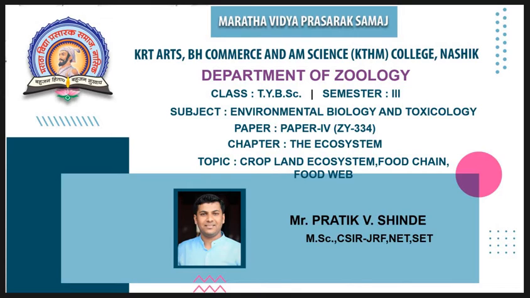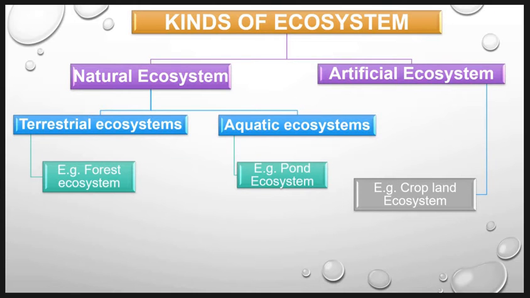In this lecture, we are going to study the chapter ecosystem and we are going to cover the topic cropland ecosystem, food chain and food web. Let's start with kinds of ecosystem. There are different kinds of ecosystem that we saw in a previous lecture. But in this lecture, we are going to study the artificial ecosystem.